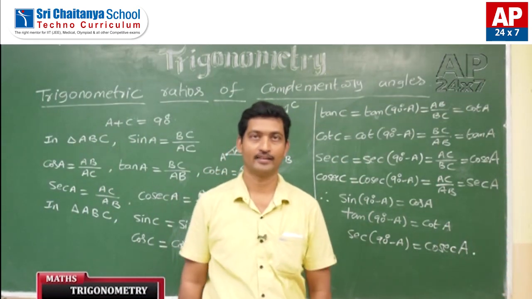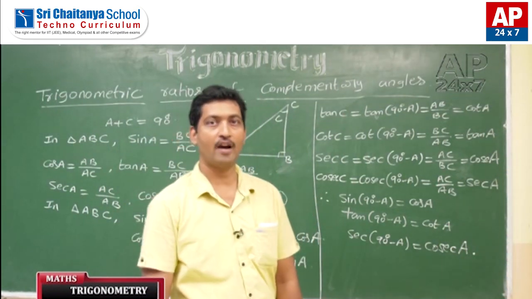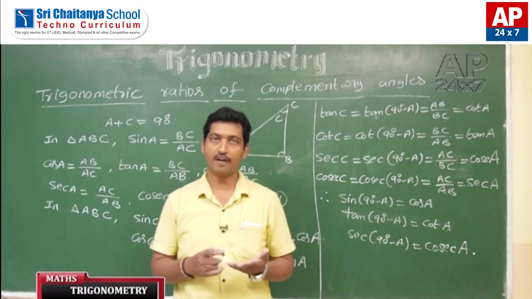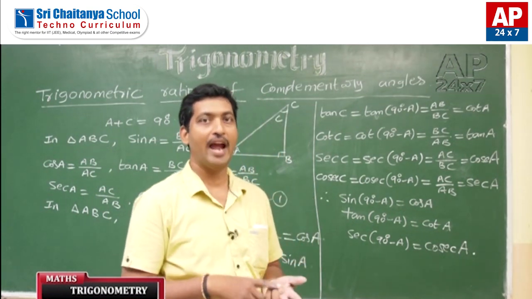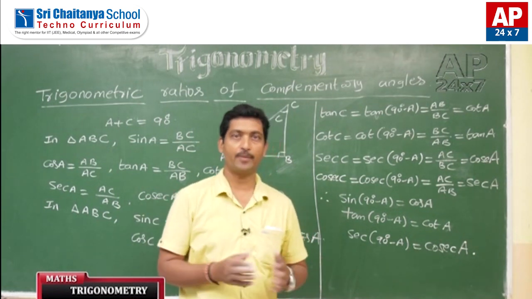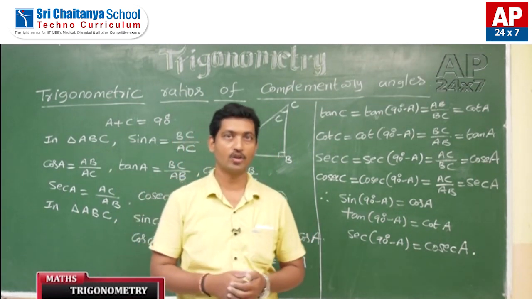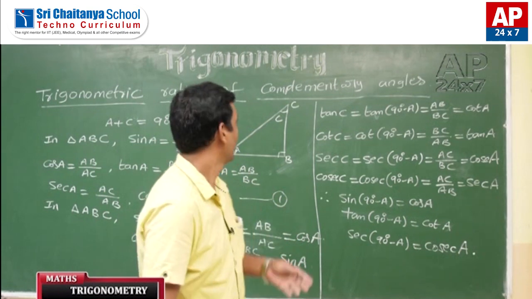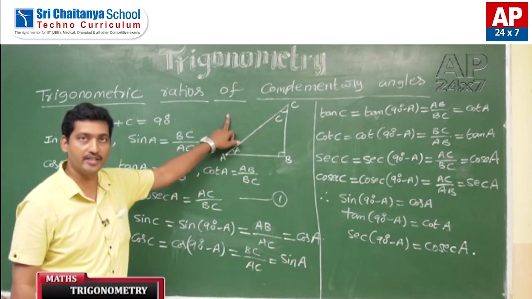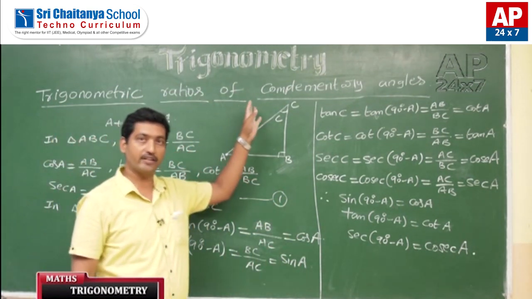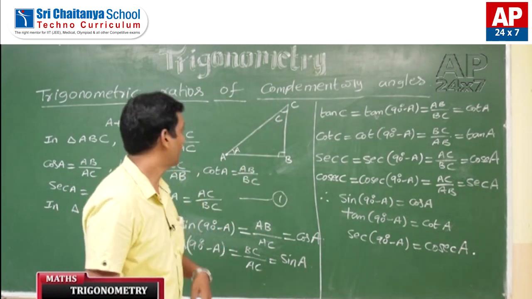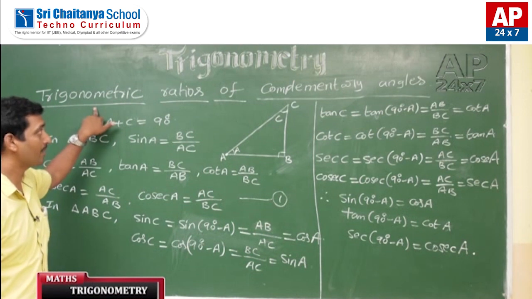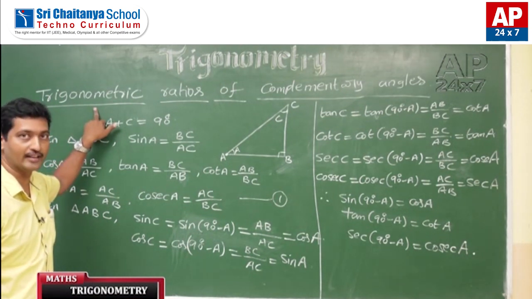Hi children. In previous class, we have learned the definitions of the trigonometric ratios and the signs of the trigonometric ratios and the relation among the trigonometric ratios. Now in this class, we are going to learn the trigonometric ratios of complementary angles and the values of the trigonometric ratios for some specific angles. First of all, let us see trigonometric ratios of complementary angles.